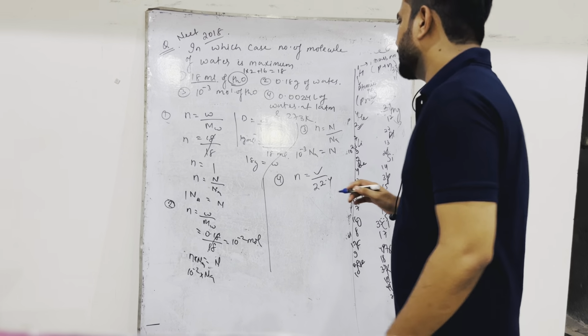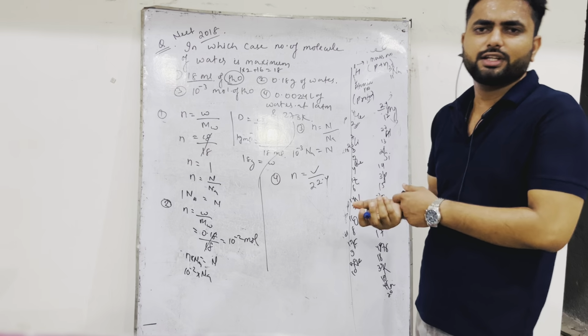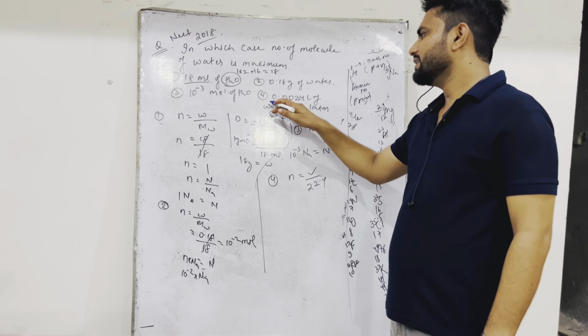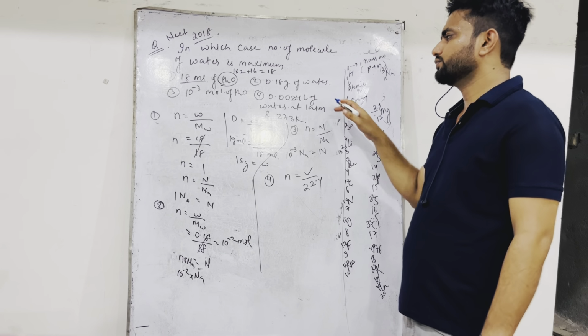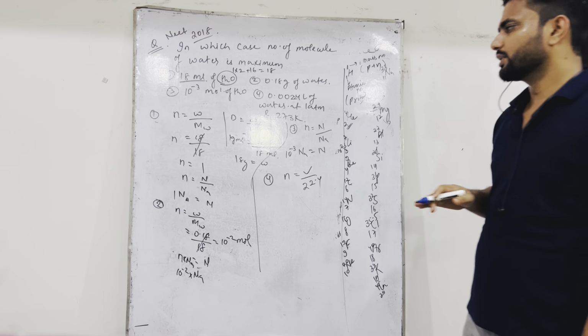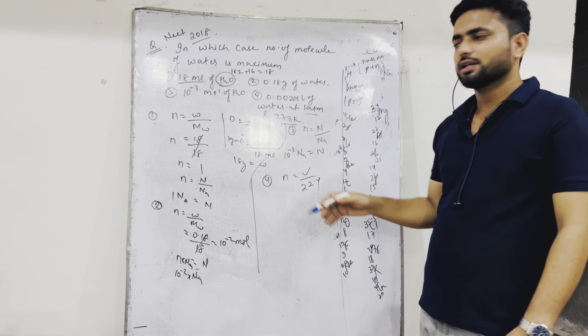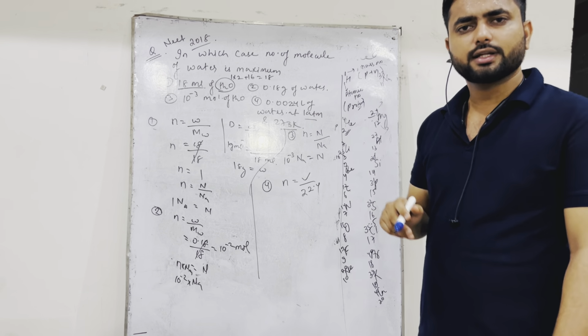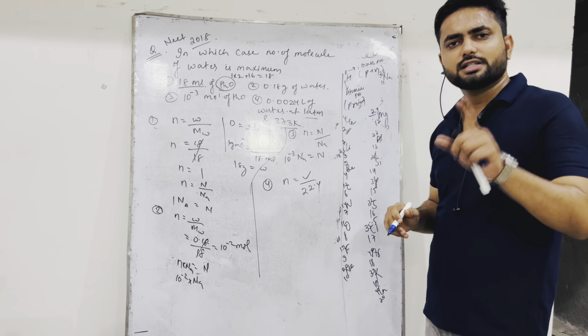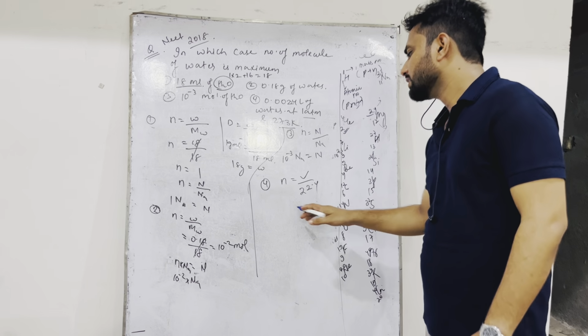So n is equal to V/22.4, because how can we apply this formula? Because n is equal to 0.0224 liter of water at STP. Okay, 1 atm, 273 Kelvin. I have taught you earlier the meaning of 1 atm, 273 Kelvin. That is STP or NTP.